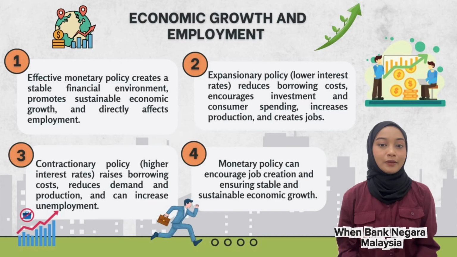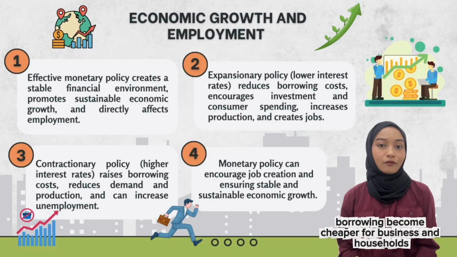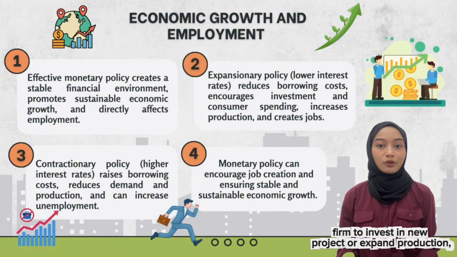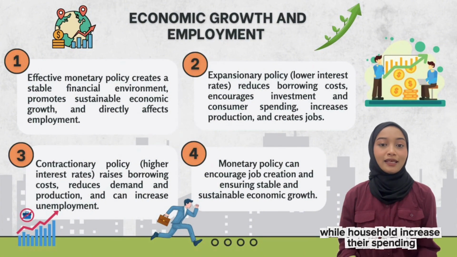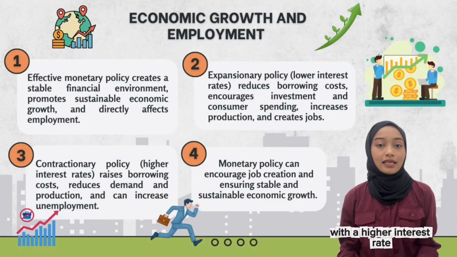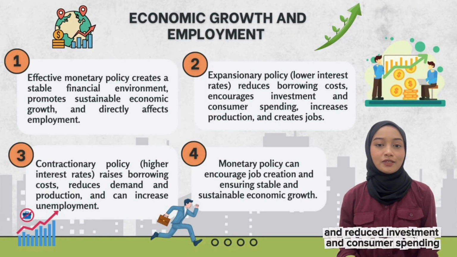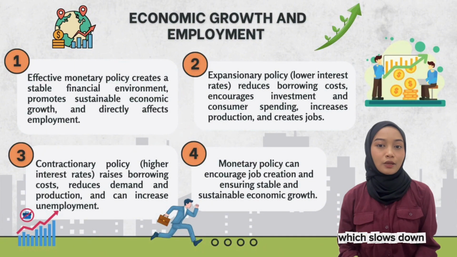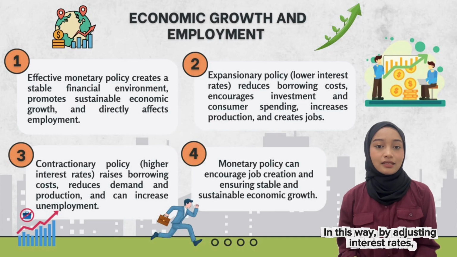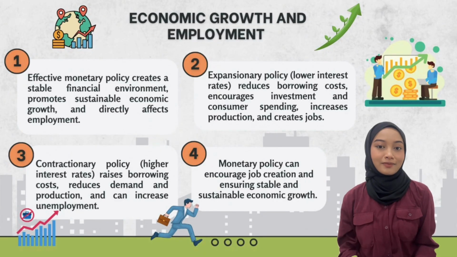When Bank Negara Malaysia implements an expansionary monetary policy by lowering interest rates, borrowing becomes cheaper for businesses and households. This encourages firms to invest in new projects or expand production, while households increase their spending, further boosting aggregate demand and employment. On the other hand, a contractionary monetary policy with higher interest rates increases borrowing costs and reduces investment and consumer spending, which slows down production and leads to higher unemployment. In this way, by adjusting interest rates, monetary policy encourages job creation and supports the growth of the economy.